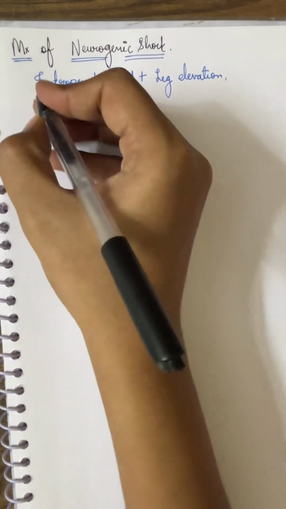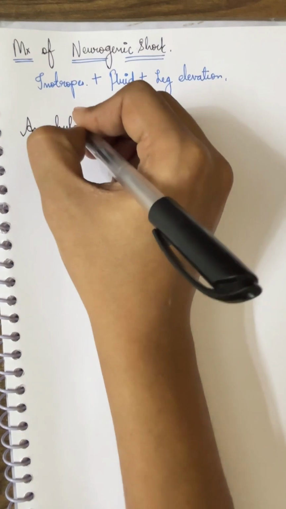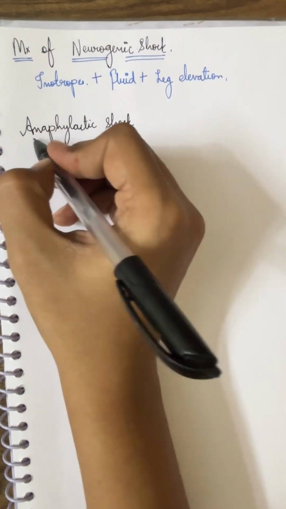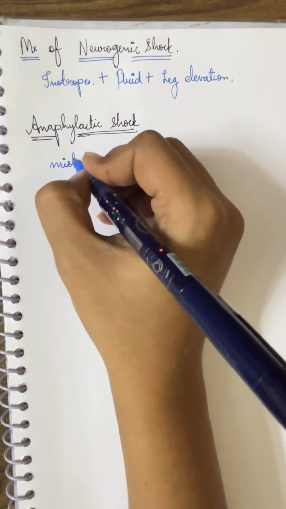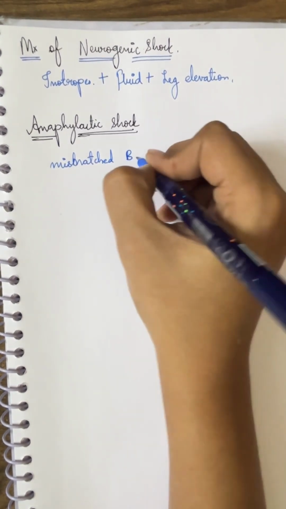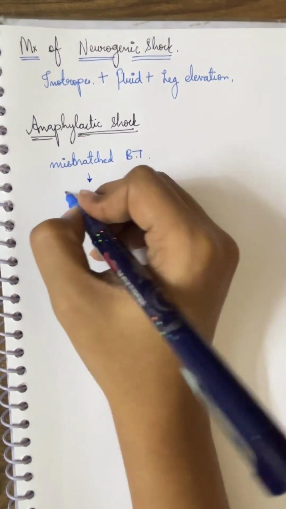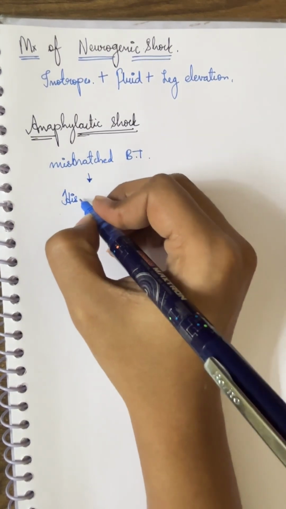Now the next topic is anaphylactic shock. So what happens in anaphylactic shock? Let's learn about the pathophysiology of anaphylactic shock. So when we give a mismatched blood transfusion, it will lead to release of histamine. So there will be histamine release.